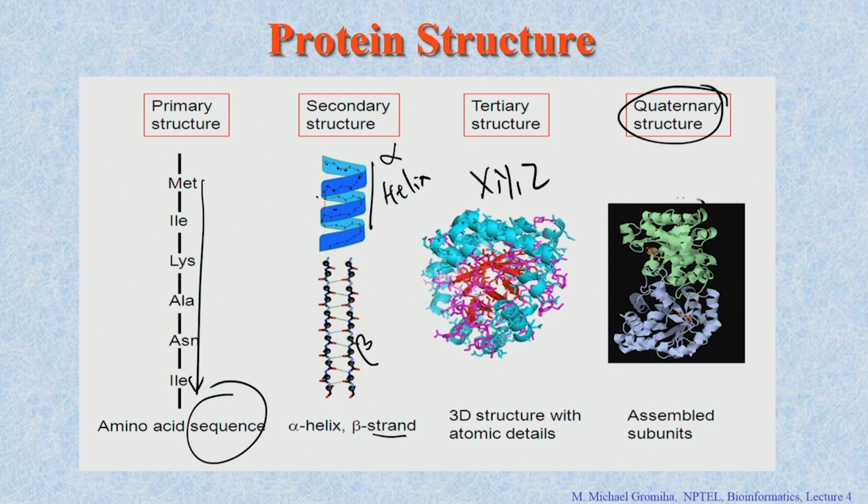If we see, this is one chain, this is another chain. Biologically, they perform their functions once they form these oligomers. If it is one chain, it is a monomer; if it is more than one chain, we call it an oligomer. Here you can see two molecules, which are called a dimer. They are very important for the function. This type of structure, these assembled subunits, are called quaternary structures.